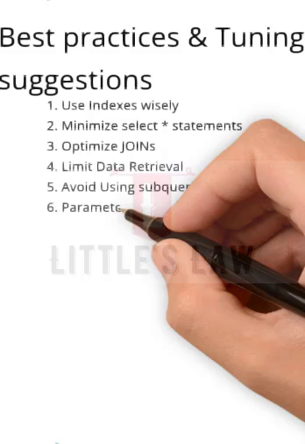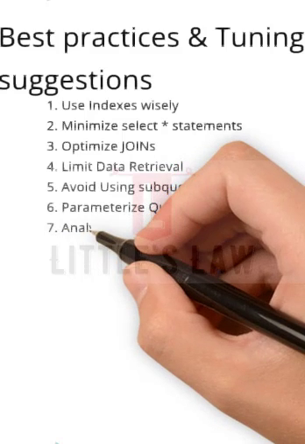And next, when it comes to avoiding subqueries, subqueries can be slow, especially when executed multiple times. Whenever possible, we'll have to try to rewrite these subqueries as joins. Or we'll have to use temporary tables or common table expressions to improve the performance.